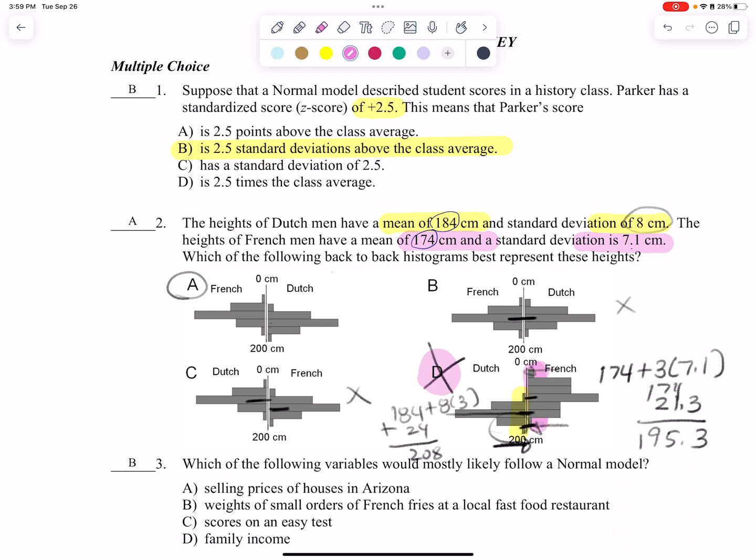For this one, you can see the Dutch has a standard deviation, a spread, about that far, and the French has about this far. So you can see the French has a little bit wider spread. The reason we know it's going to be a little bit wider spread is my standard deviation right here. It's going to go 3 standard deviations up and 3 down, and so it's going to be really pretty similar.